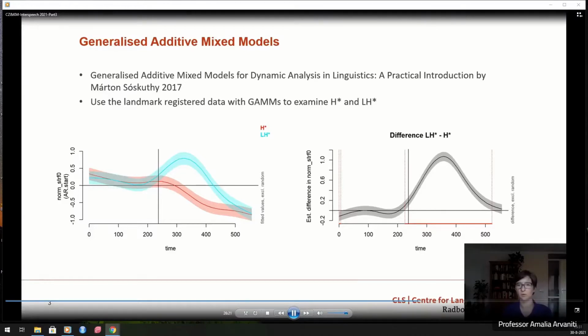And here, how we're going to interpret this plot is it's a difference plot. So you can take these values in the curve and add it to the H* curve on the right to get the LH* curve. So here what we're seeing is that there is a difference in the two, LH* and H*, and it occurs mainly starting around the landmark till almost the end of the file, and also just slightly at the beginning.